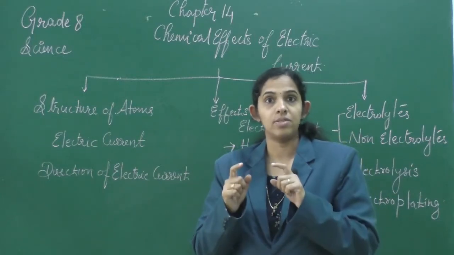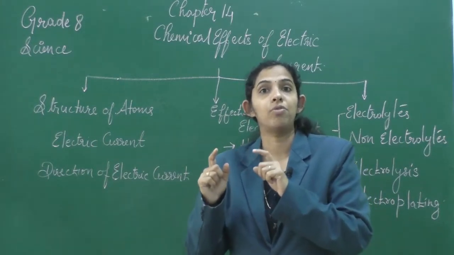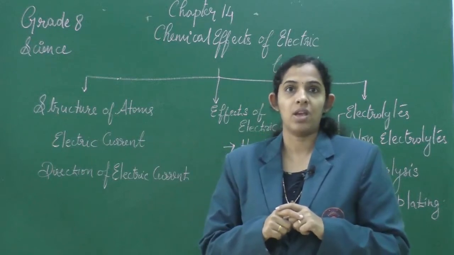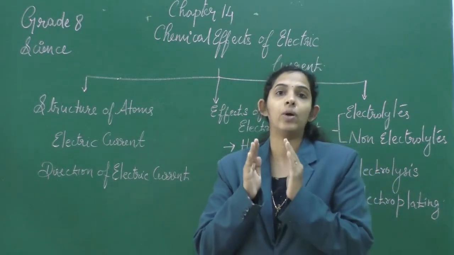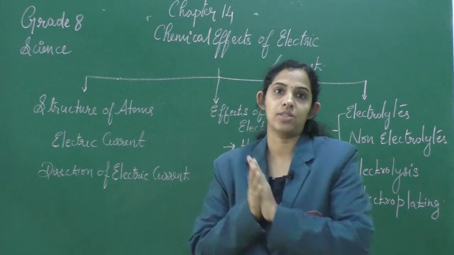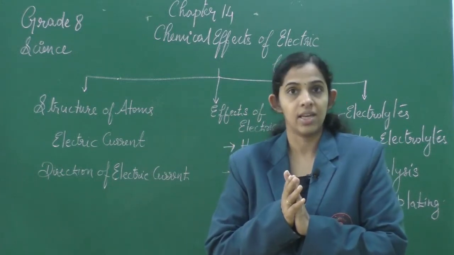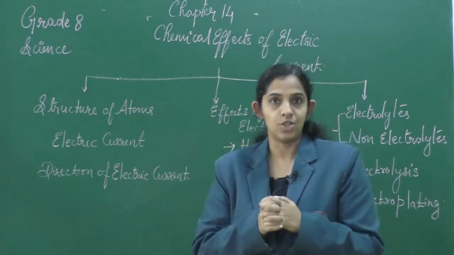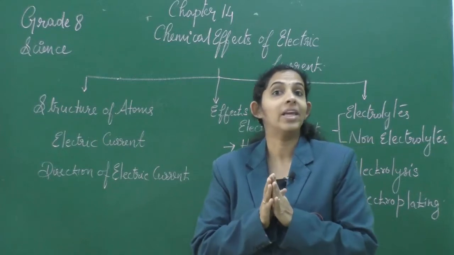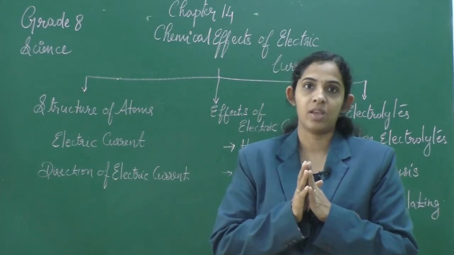The number of protons will always be equal to the number of electrons in an atom. So there will always be an equal number of protons and electrons. Hence we can say these charges will cancel each other. So an atom will be electrically neutral.